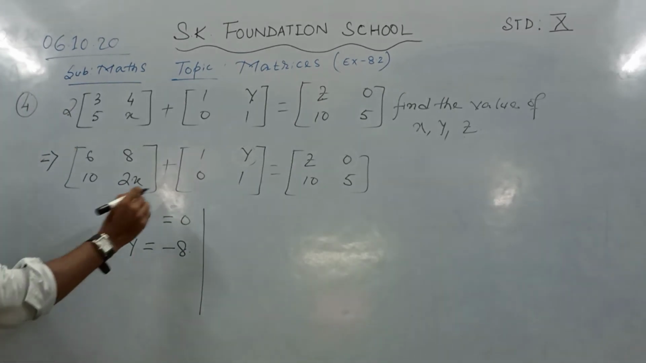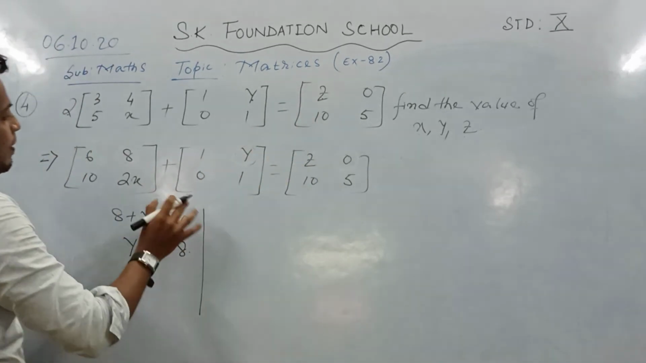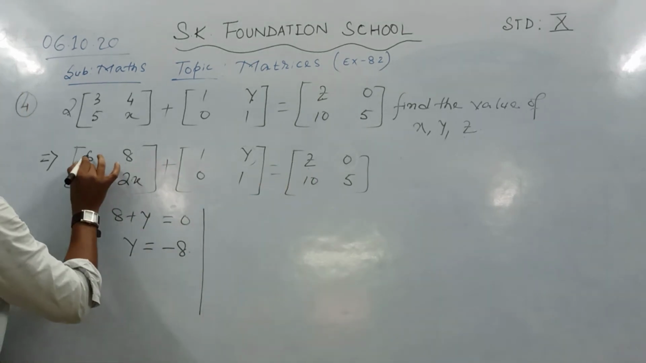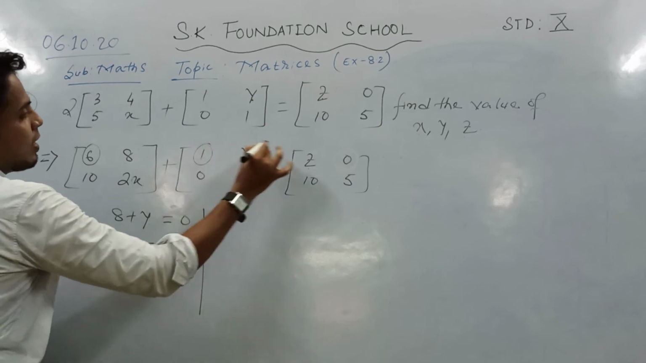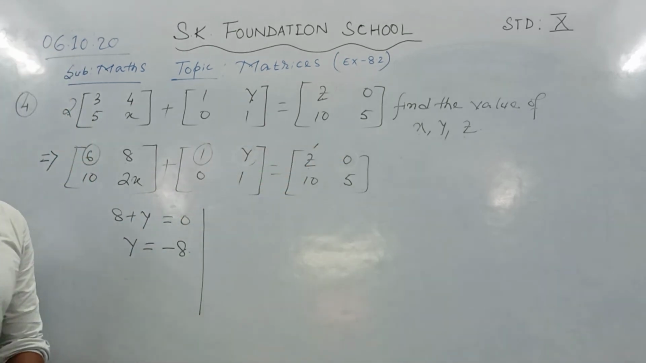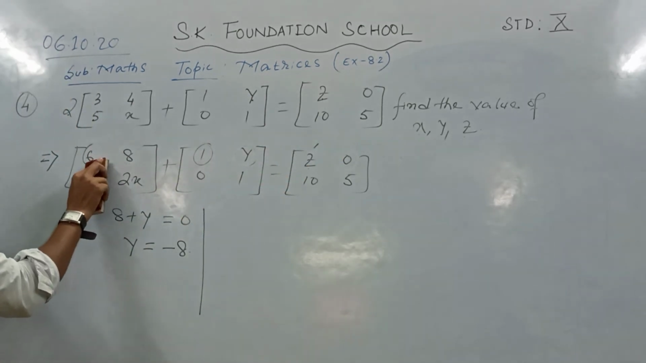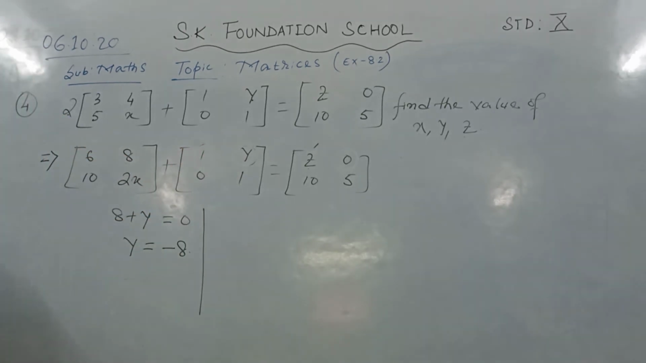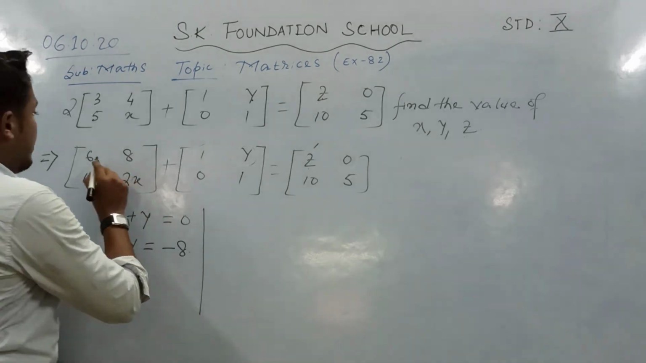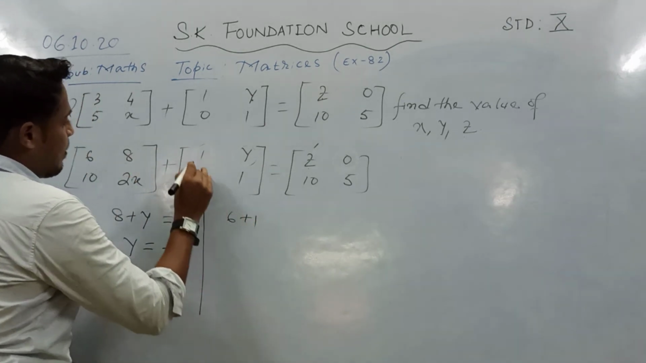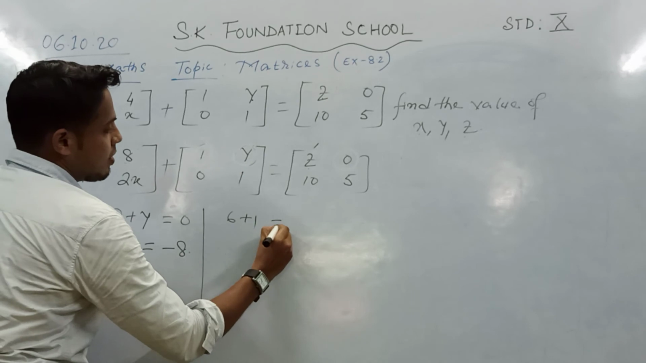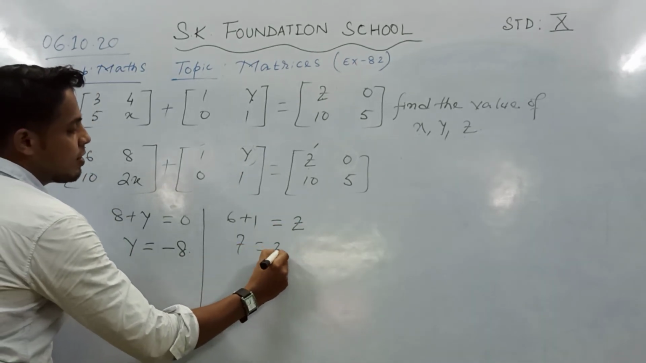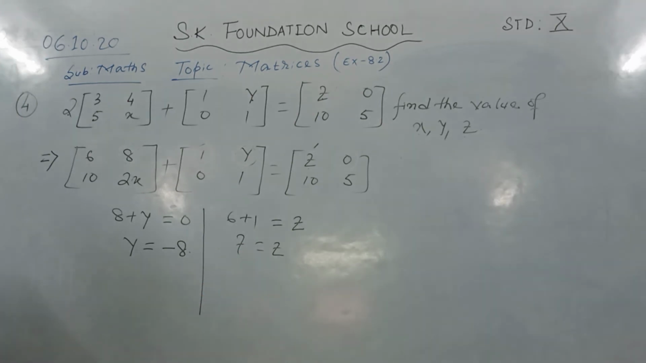Second, the value of y is already done. Now we are going to find the value of z. This position and this position are equivalent. So 6 plus 1 equals z. 6 plus 1 is 7, so the value of z equals 7.